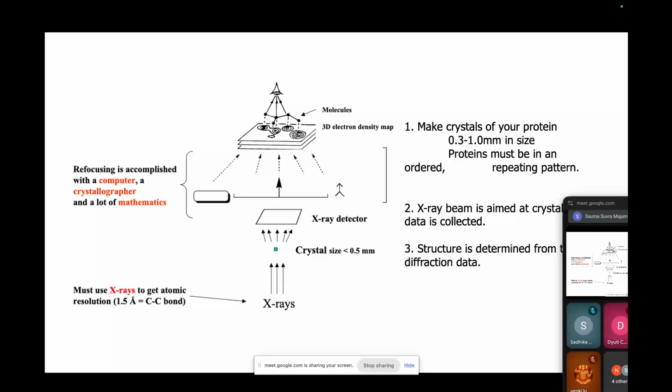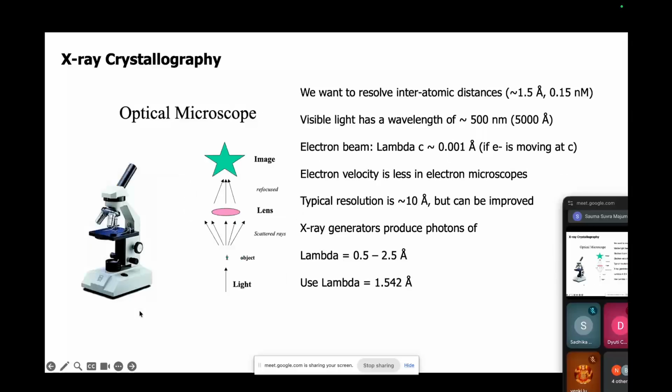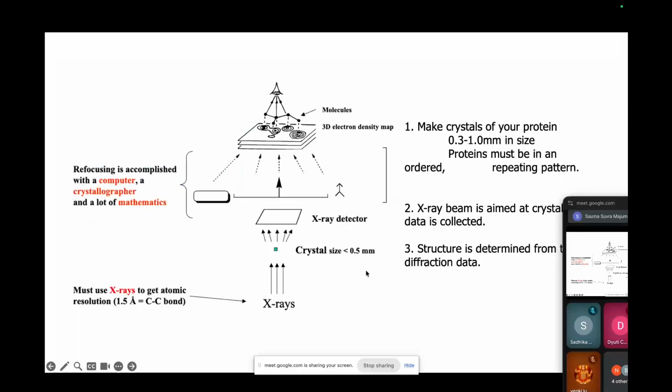Okay, so this is how a general setup looks. You have a set of X-ray firing machines where lambda is around 0.5 to 2.5. In this case they are seeing 1.5 angstrom. So why is this important? Because the carbon-carbon single bond length is 1.5 angstrom, right? If you go above that, you're going to miss these bonds in some cases, so you technically cannot resolve them. So this is the range of lambda that we are looking at.